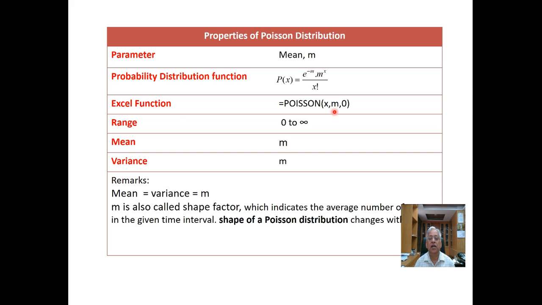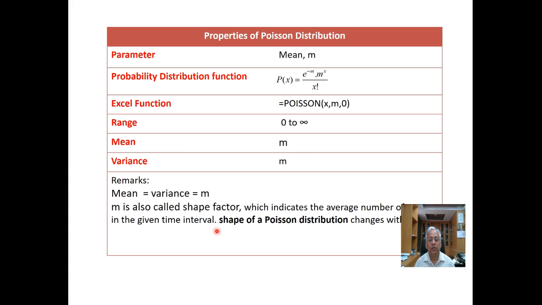M is the mean, and for the third argument we put 0 here. If you want the mass function, we put 0; if you want cumulative probability, we put 1. The range of this distribution varies from 0 to infinity. The mean and variance are the same, and m is also called the shape factor, which indicates the average number of events in the given time interval.